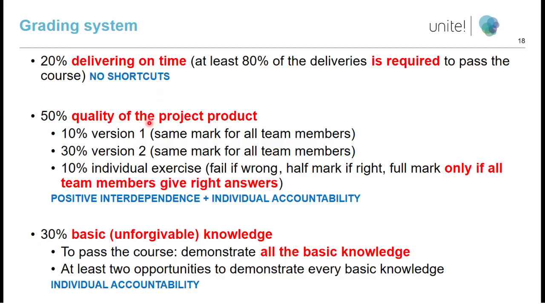The second component of the evaluation method is the quality of the project product, which has a weight of 50% of the final grade. Remember that we cannot make the mistake of assigning a low weight to the project product, because in this case the students will not take it seriously. Assigning 50% of the grade is the best way to communicate the message that the team's work is important and must be taken seriously.